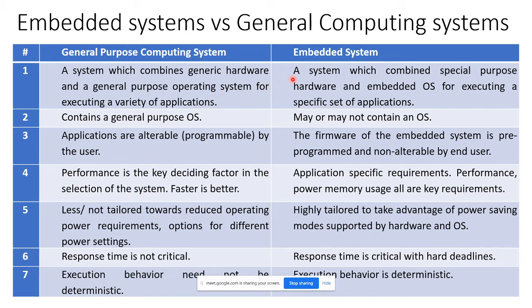But in an embedded system, that's not the case. As we saw, it is designed for a specific purpose. And the second point is, a general purpose system contains a general purpose OS. Here it may not contain an OS at all. Like we saw, let's take the lift again. In that, we don't see any operating system or anything. But having said that, there are lots and lots of embedded systems that have operating systems, but these are not general purpose operating systems, these are called real time operating systems, or RTOS.